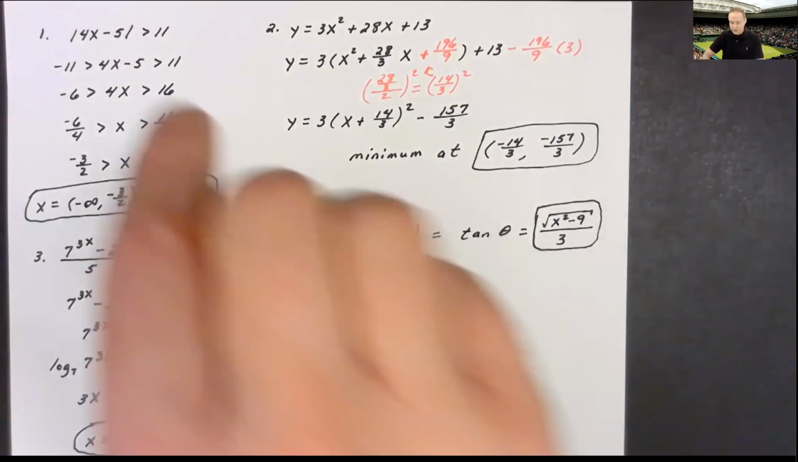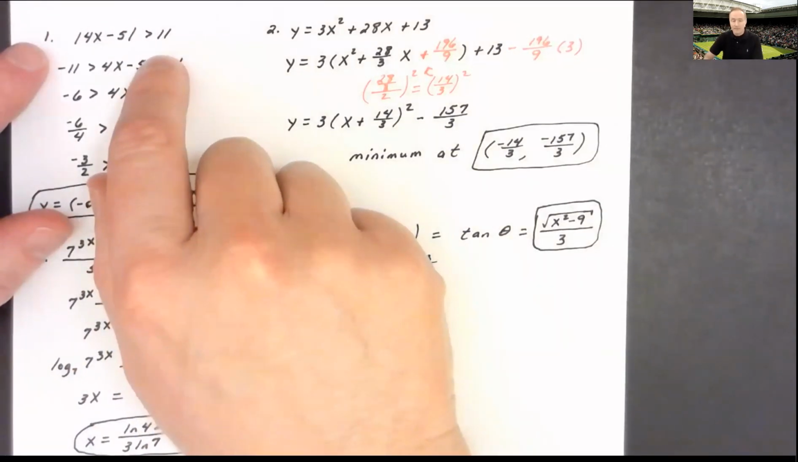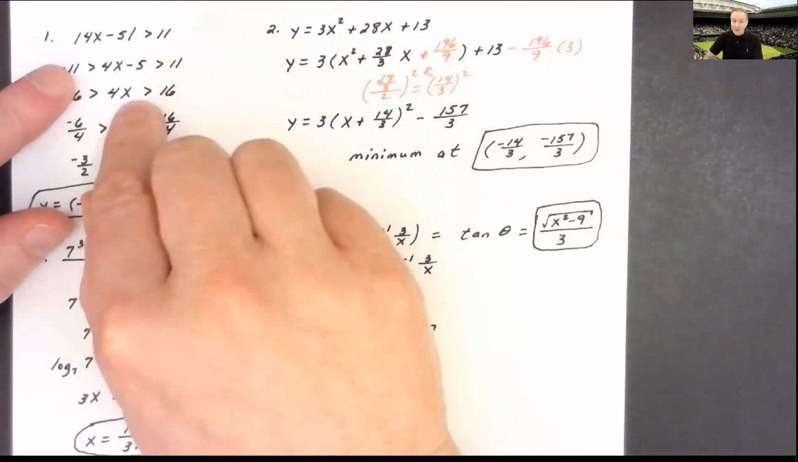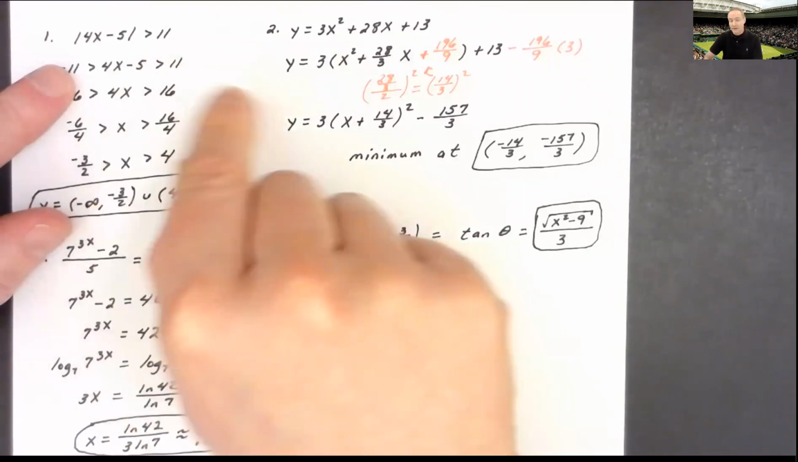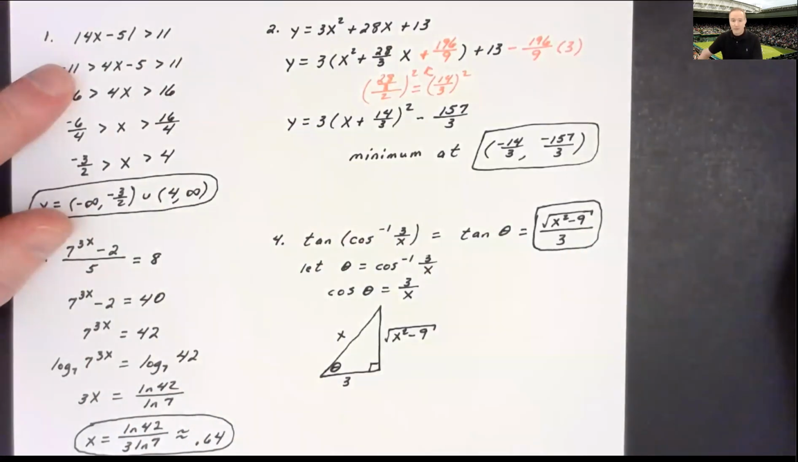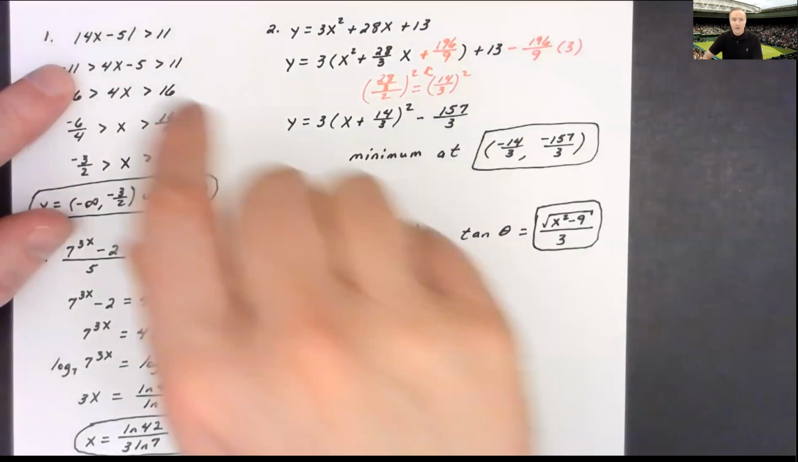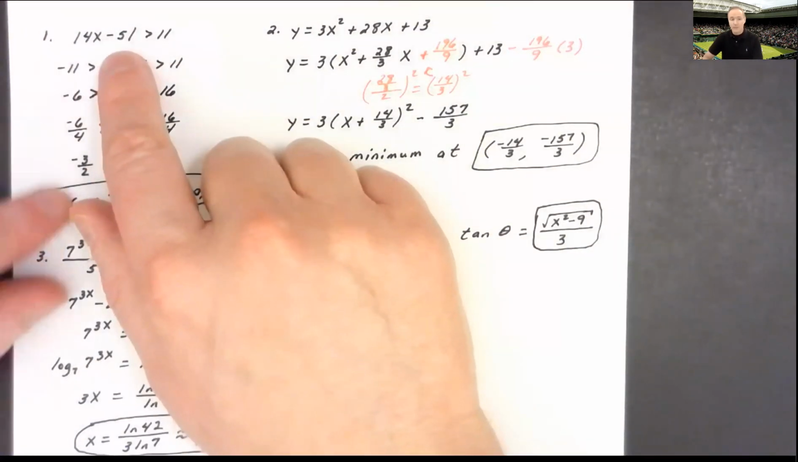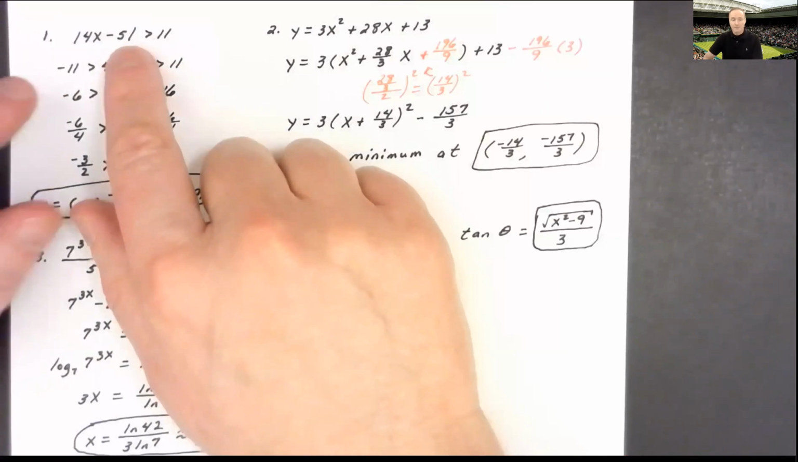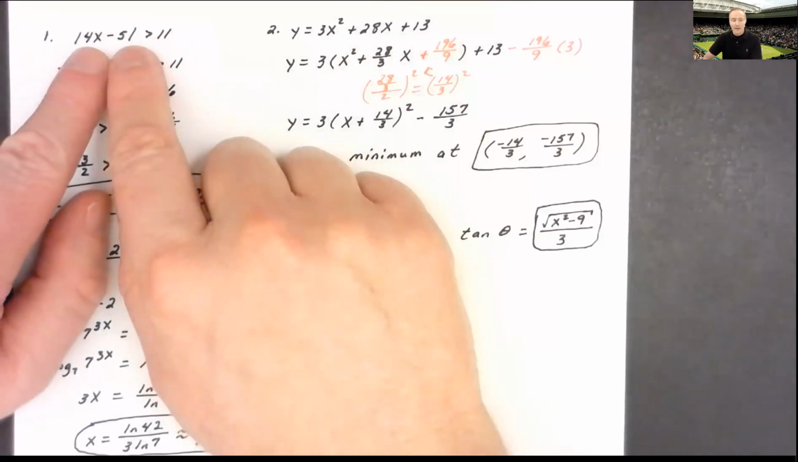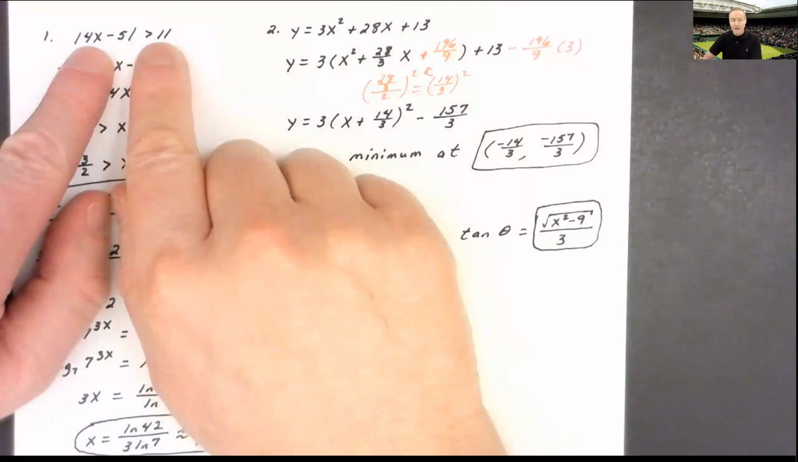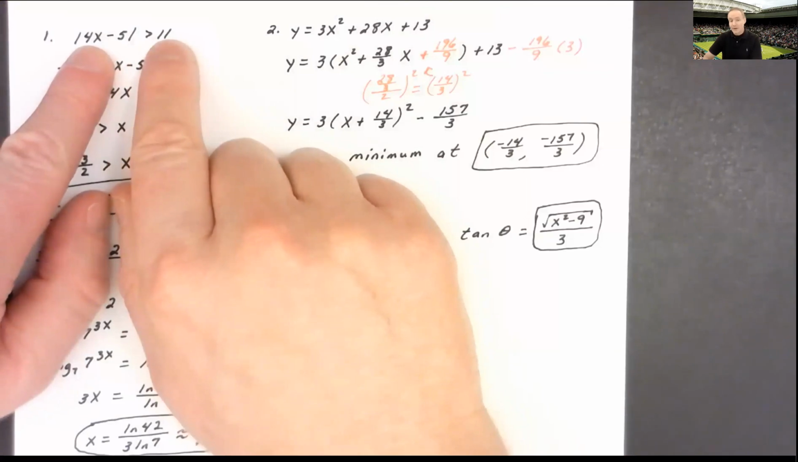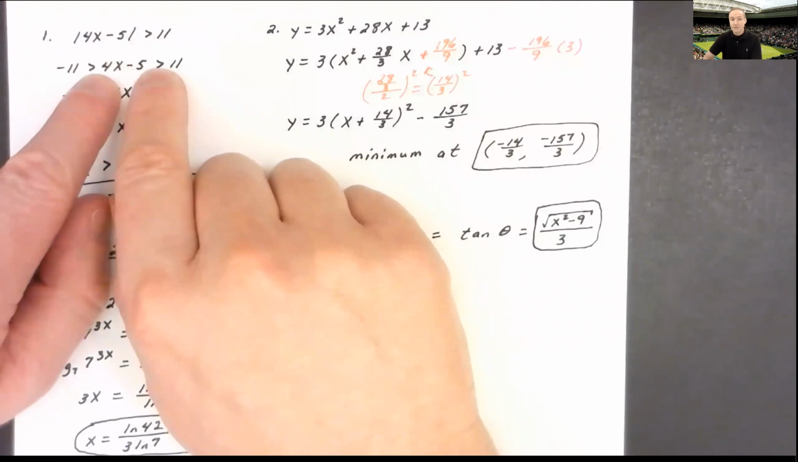Looking at your first problem on here, and please keep in mind, each problem on here will have an accompanying very similar problem on your actual midterm. So I guarantee you your first problem will be an absolute value inequality. In this one, I'm looking at the absolute value of 4x minus 5, and it's strictly greater than 11. So I know that if 4x minus 5 is a positive number, that positive number is greater than 11.